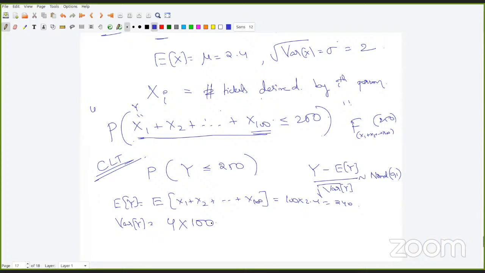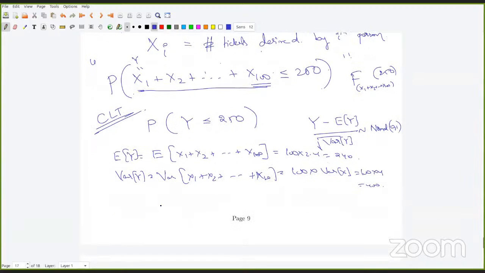So it's actually again the same thing. Variance of x1 plus x2 plus and so on till x100. So this is like 100 times variance of x, which is like 4. 100 times 4, which is 400. Yes. Now what we have to do?